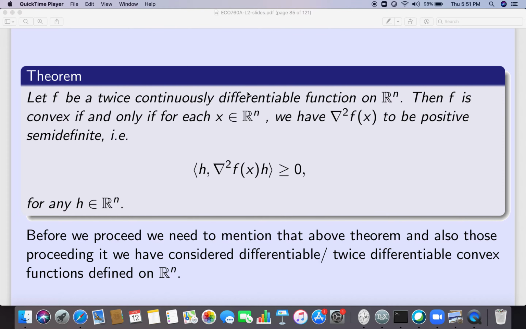So this is the theorem. Again, let me tell you what the theorem is. If f is a twice continuously differentiable function on Rn, then f is convex if and only if at any x the Hessian matrix is positive semi-definite.